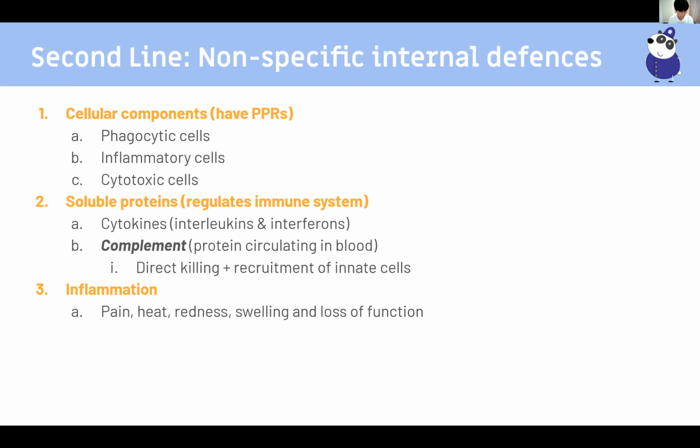Proteins circulating in blood. And these basically allow for direct killing or recruitment of innate cells to kill the cell or the pathogen. And then thirdly, there's inflammation, which we talked about just before. And that basically results in pain, heat, redness, swelling, and loss of function.